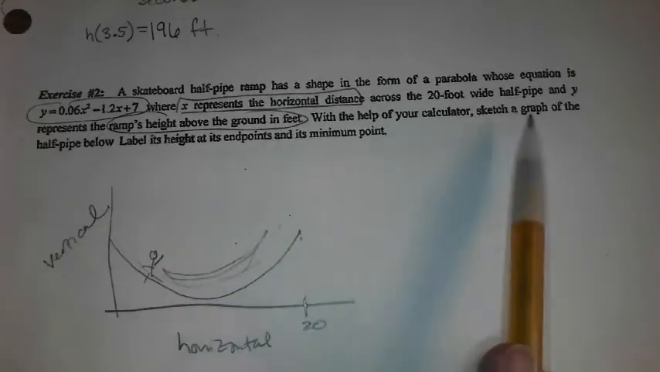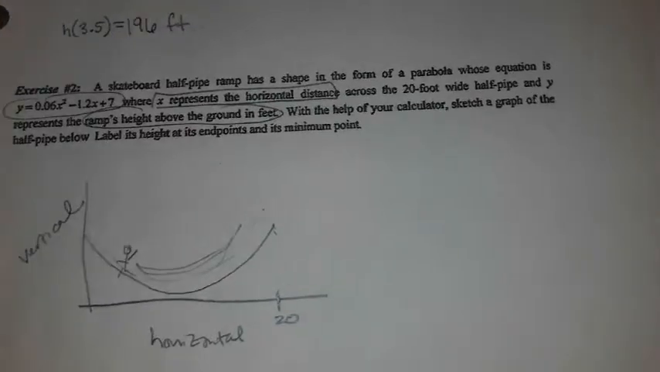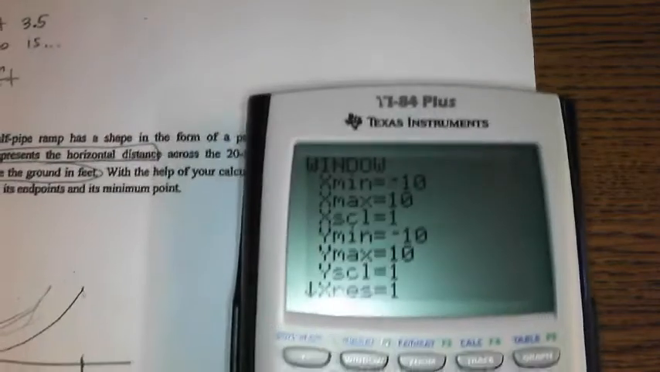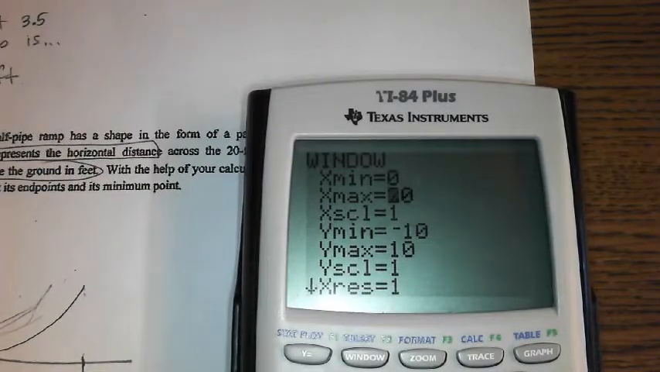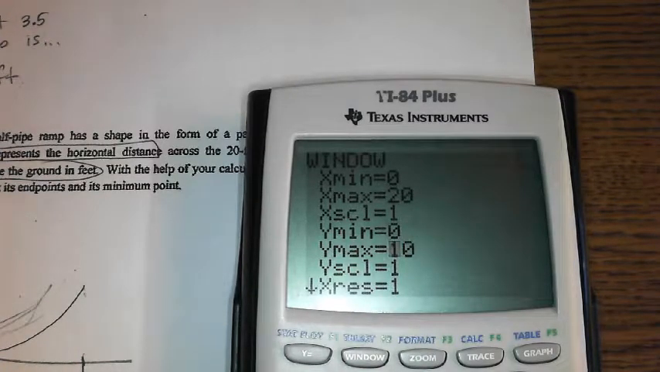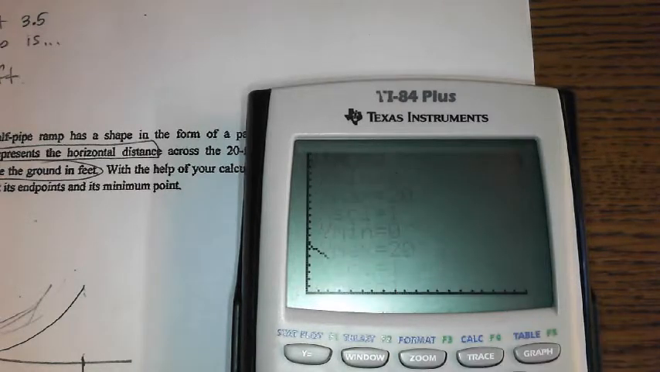Okay? Now, they say to sketch a graph with the help of your calculator. So you don't do this just so we can go through it, but just watch. 0.06x squared minus 1.2x plus 7. My window, because it's a half pipe, I'm going from 0, and we know it's only 20 units wide. The height off the ground is my y coordinate. I'm going to go from 0 to, how tall do these things get? 20 feet? I don't know. Perfect. There it is. There's the model for it.